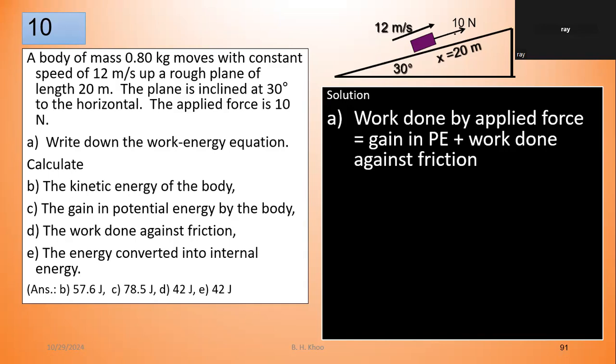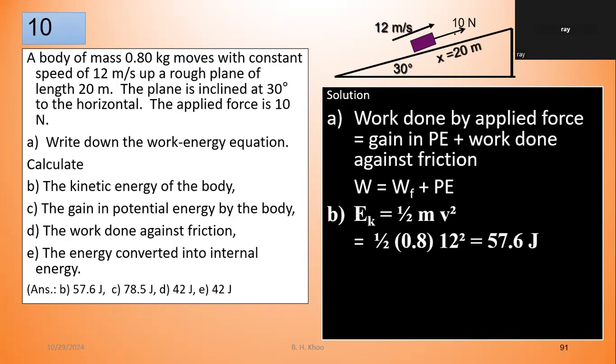Kinetic energy you should be able to calculate. Right? That's the formula. Work energy equation. So from that equation, you can calculate your work done against friction. From the equation in A.